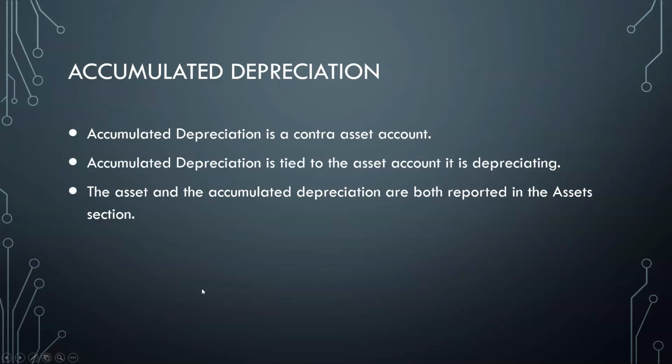The asset and the accumulated depreciation are both reported in the assets section of the balance sheet. So when we're looking at the financial statement impact, when we're reporting it in the form of financial statements, the long-term asset and the accumulated depreciation will both be reported in the assets section.